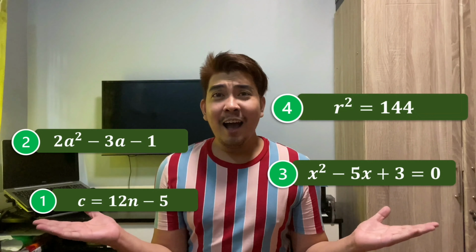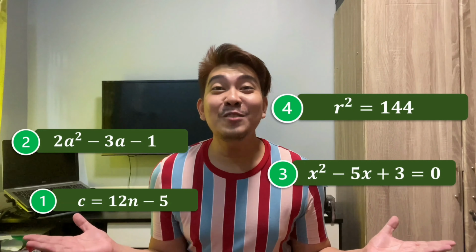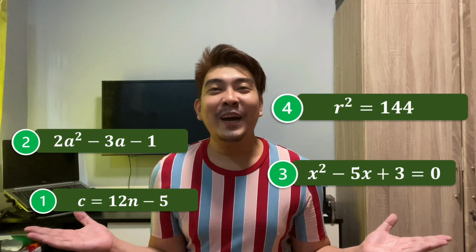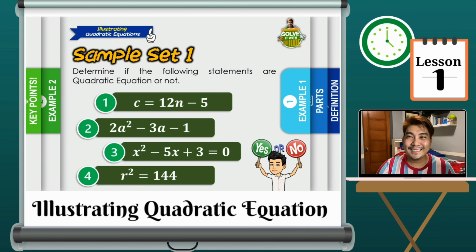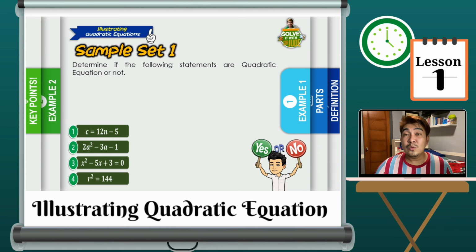Sino nga ba sa kanila yung quadratic equation? At sino ang hindi? Let us find out one by one. Dadako na tayo sa ating sample set 1. Sample set 1, we need to determine if the following statements are quadratic equations or not. Okay? So we are given with 4 examples. So let us have it one by one.